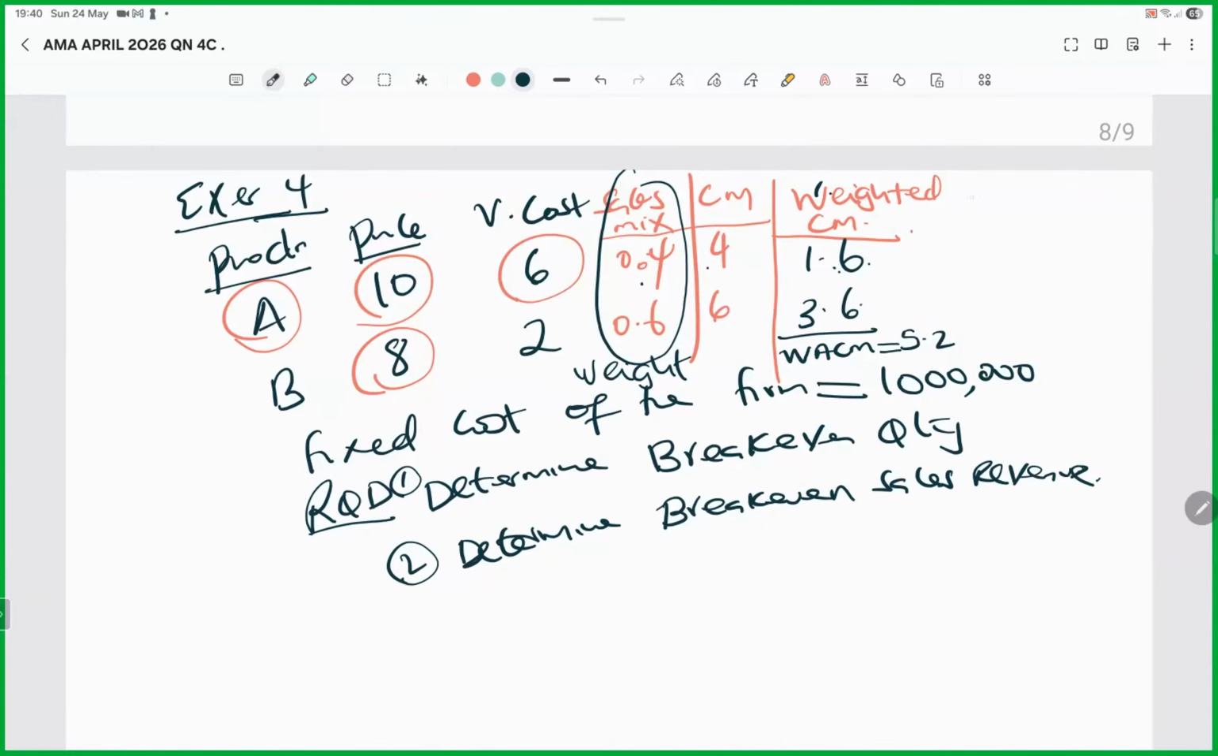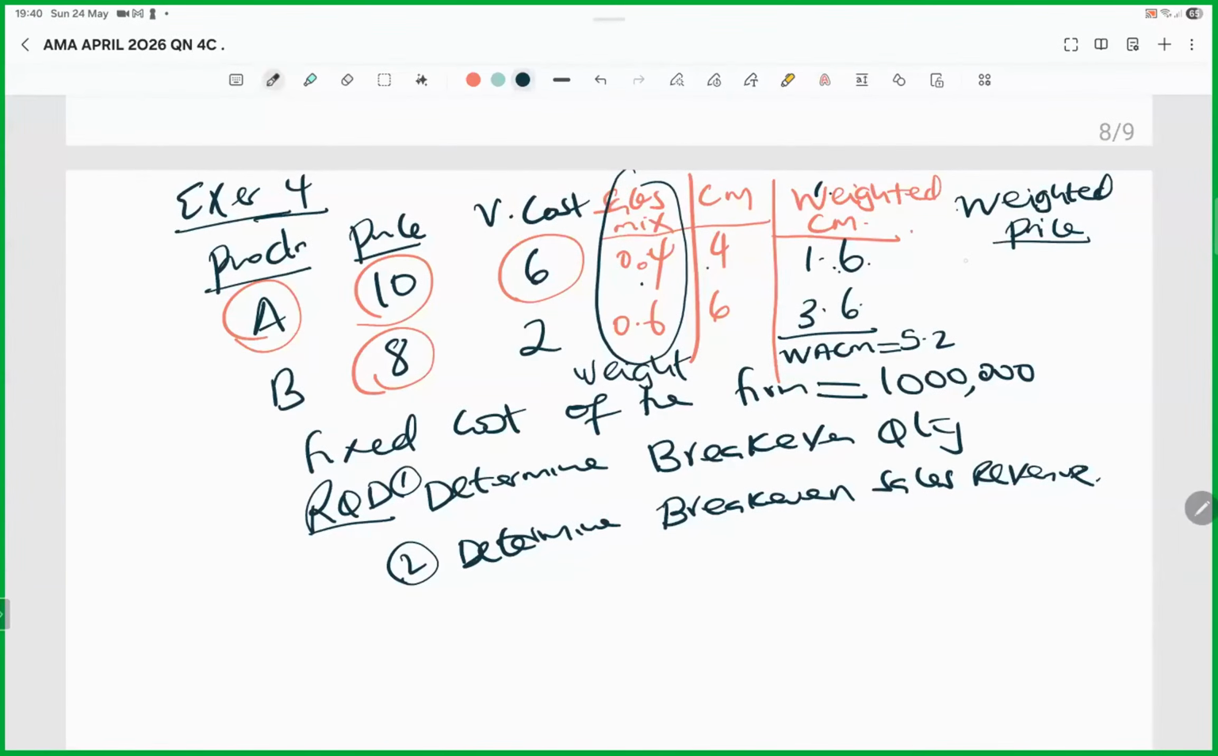Now, I want you to do me the last favor. Only the last favor. Please give me the weighted price. This is really important for me. Weighted price means you take the weights times the selling price.